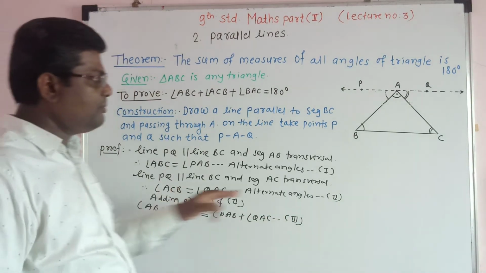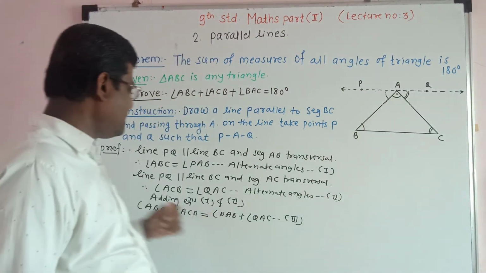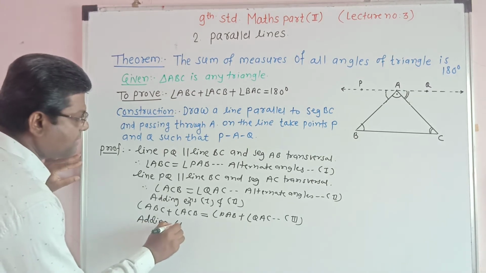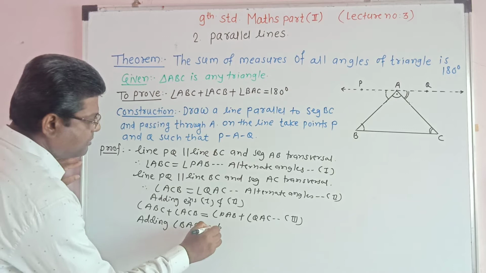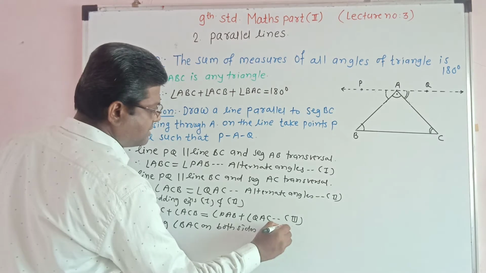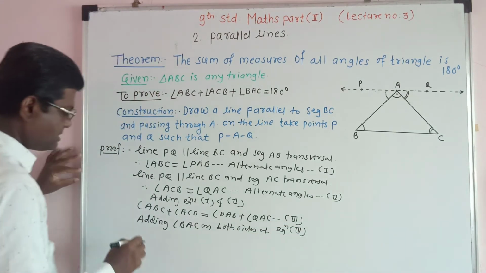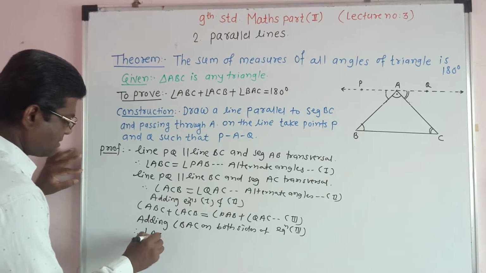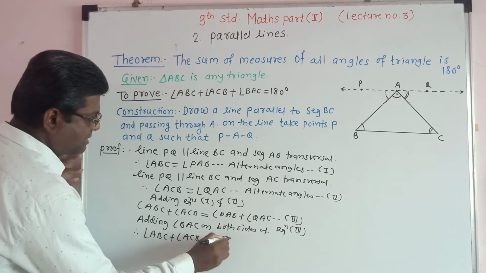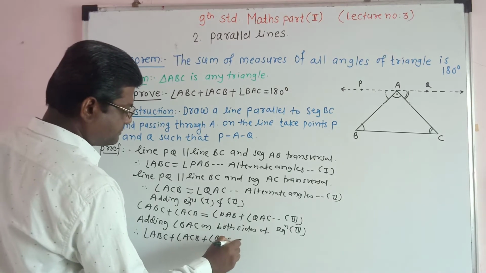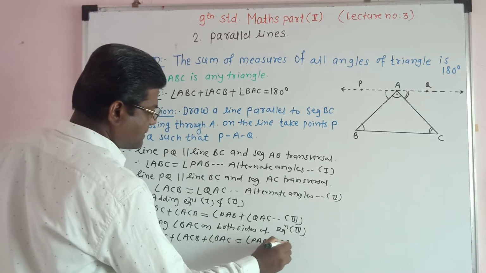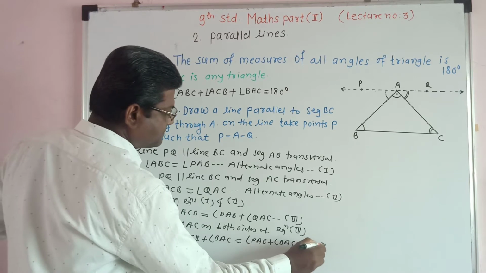Now add angle BAC on both sides of equation number 3. So we write, adding angle BAC on both sides of equation 3. So equation 3 becomes angle ABC plus angle ACB plus angle BAC is equal to angle PAB plus angle BAC plus angle QAC.